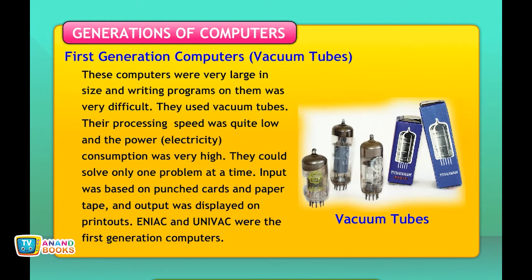Vacuum tubes. These computers were very large in size, and writing programs on them was very difficult. They used vacuum tubes. Their processing speed was quite low, and the power consumption was very high. They could solve only one problem at a time. Input was based on punched cards and paper tape, and output was displayed on printouts. ENIAC and UNIVAC were the first generation computers.